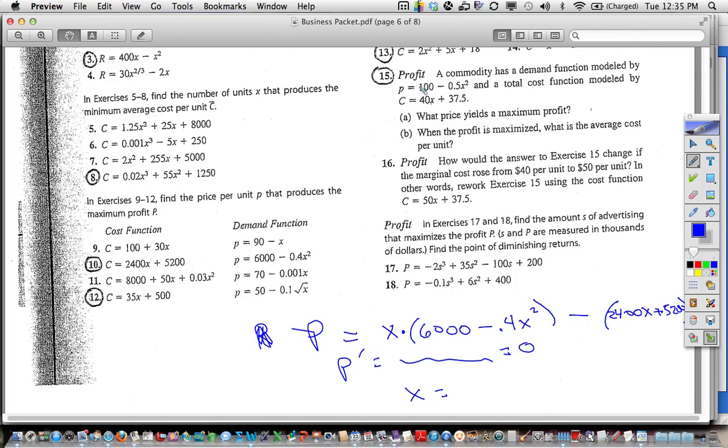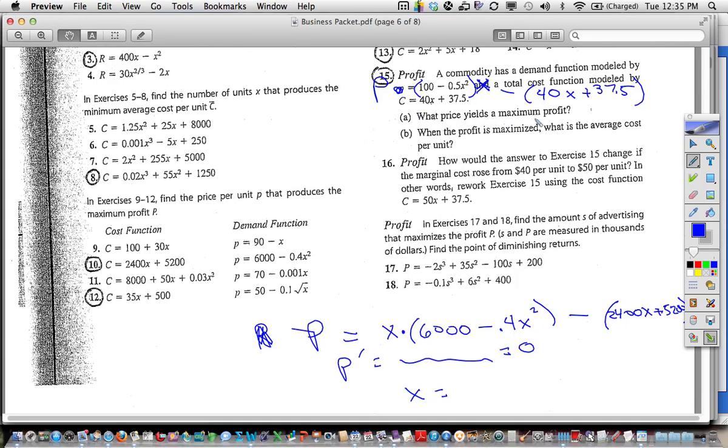So this is the demand function, so we're going to take that times x. That's our revenue. And then we're going to subtract our cost, 40x plus 37.5. Okay, so this is our profit equation. The price times x minus all this, that is our profit equation.